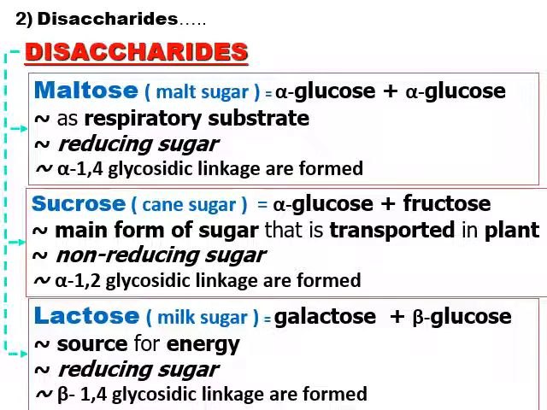While sucrose, or cane sugar, is formed between alpha glucose and fructose. Sucrose is the main form of sugar that is transported in plants. It is a non-reducing sugar and is joined by an alpha 1,2 glycosidic linkage. Lactose is milk sugar, formed from the joining of galactose and beta glucose, and can act as a source of energy. Lactose is a reducing sugar and is formed by a beta 1,4 glycosidic linkage.